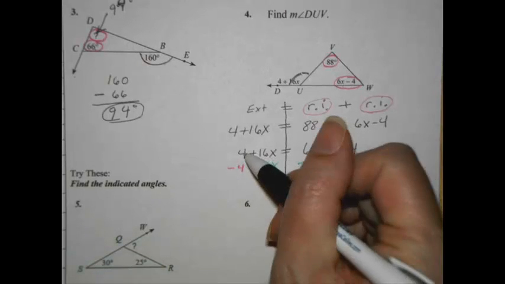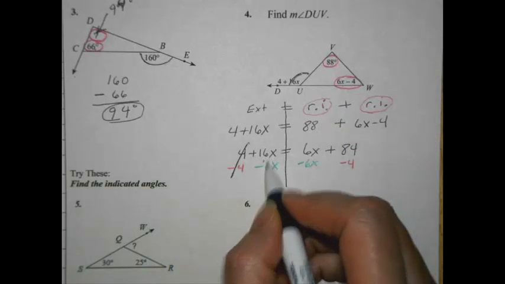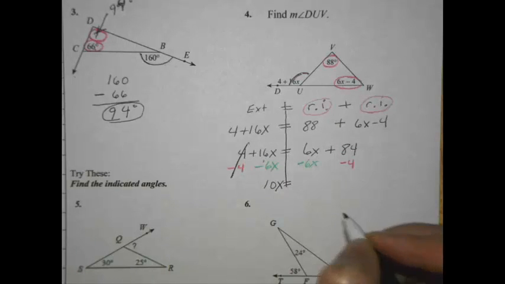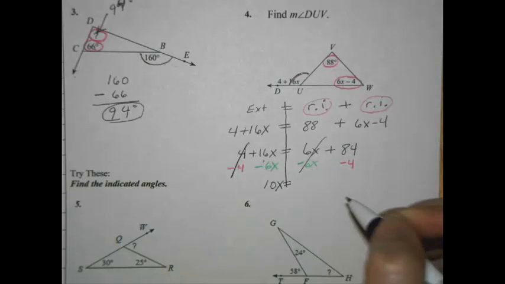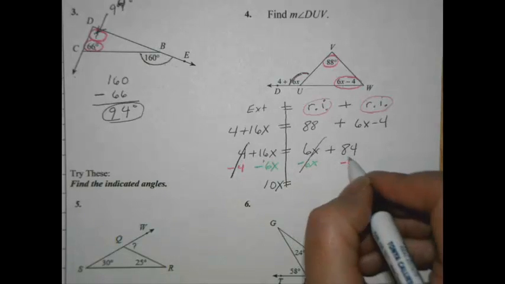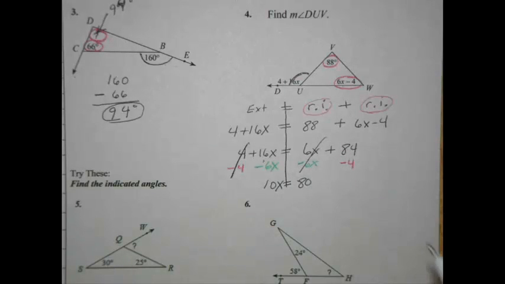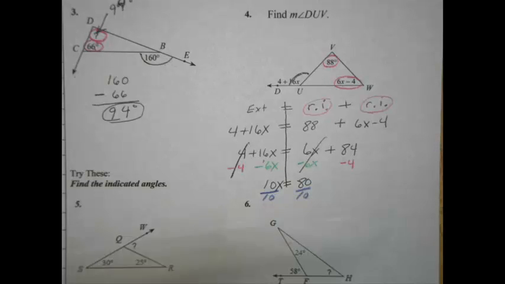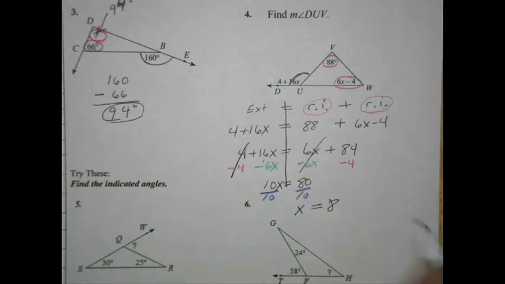So 4 minus 4 wipes out. There's a ninja math right there. 16x minus 6x. That brings us down to 10x on the left side. And the 6x and the negative 6x, yeah, those are gone. Ninjas wiped each other out right there. And 84 minus 4 is just going to give me 80. So 10x is equal to 80. And that means x, if I divide both sides by that 10, that'll bring me down to 1x. And so x is alone now as 8. Value of x is 8.